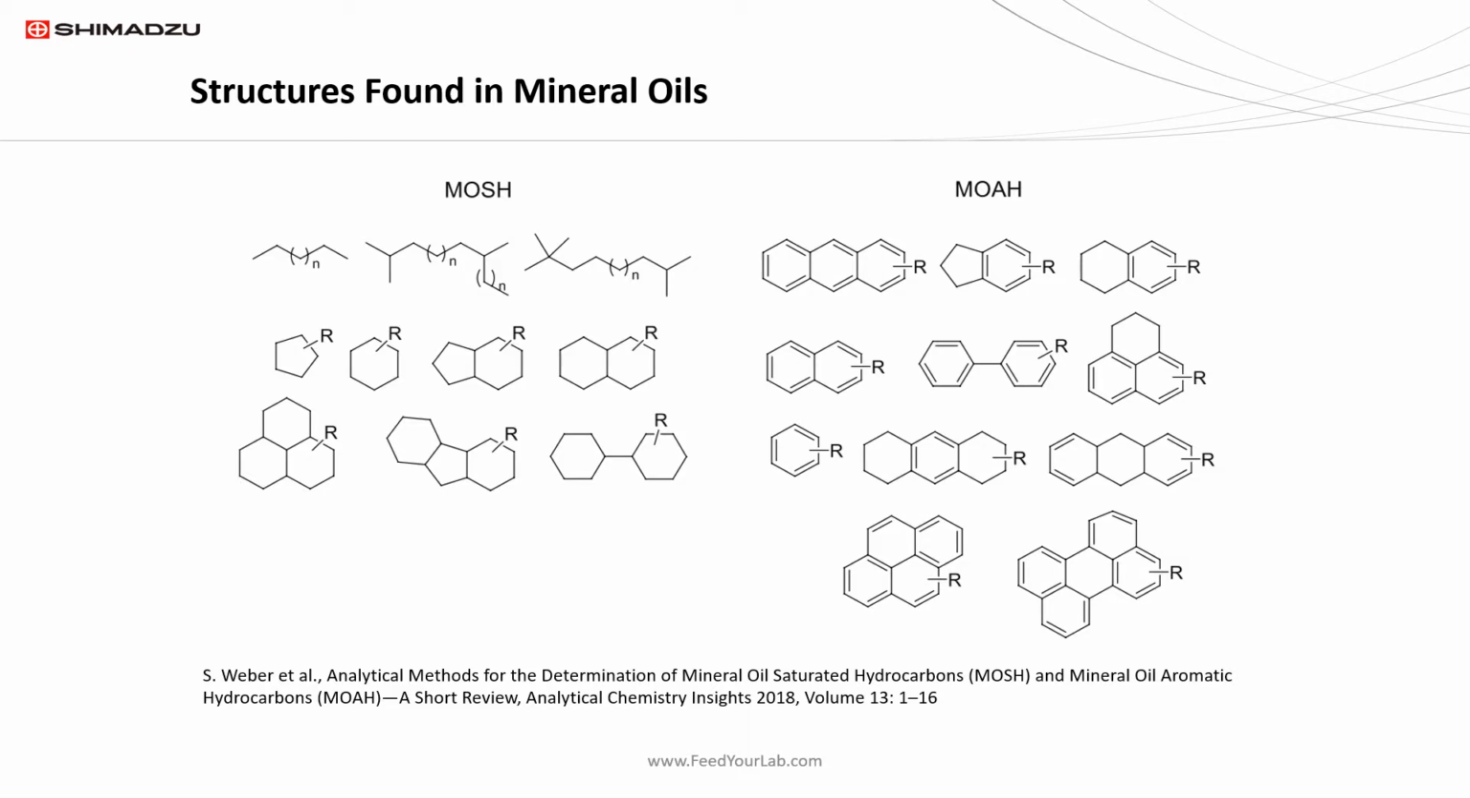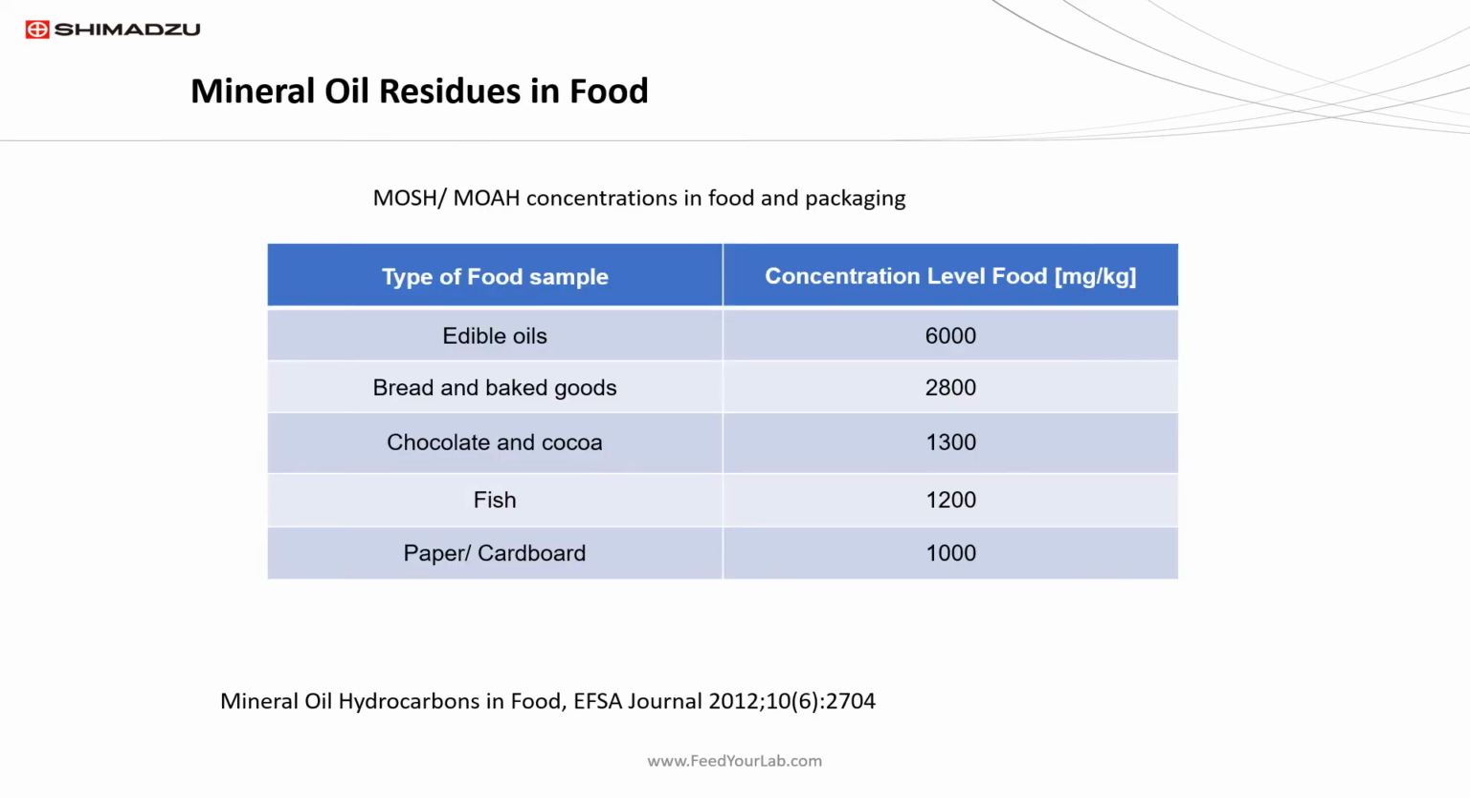The analytical challenge is that there are many different compounds within the MOSH and MOAH fractions, as you will recall from your organic chemistry. If you take 5, 6, 8 carbon atoms, you can combine them in any number of different structures and isomers. So both the MOSH and MOAH fractions literally have hundreds and thousands of different compounds. As we can see here, the levels of MOSH, MOAH, and mineral oils in foods can be quite high, and even in food contact materials such as paper and cardboard, we see a very significant amount of mineral oils residue.